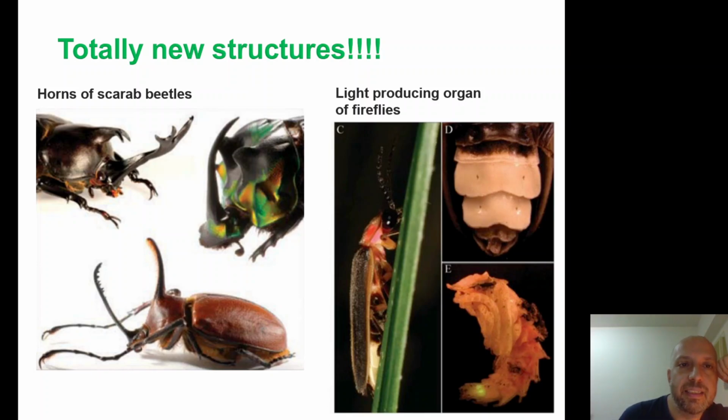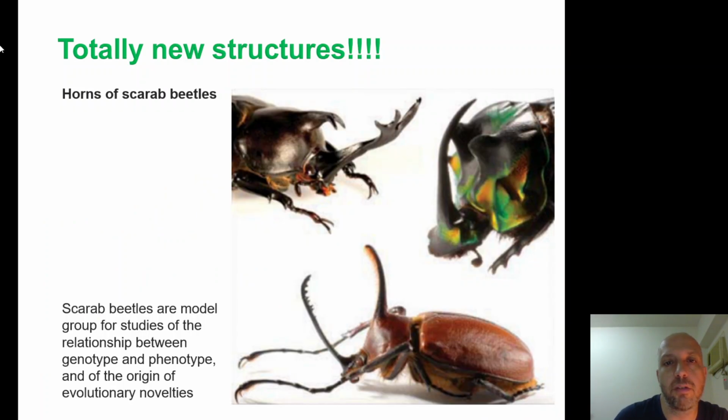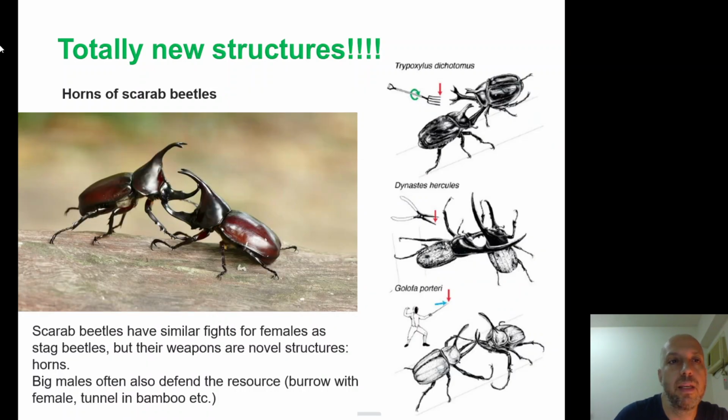Another possibility is that we have totally new structures, right? Good examples for that are the horns of scarab beetles. You know that many beetles have some kind of weird horns on their thorax or head, or light production organs in fireflies. We don't have that much time, so I will only tell you about the horns of the scarab beetles, because these beetles are kind of popular and you probably know them. It's also a very cool story and a very good evolutionary model as well.